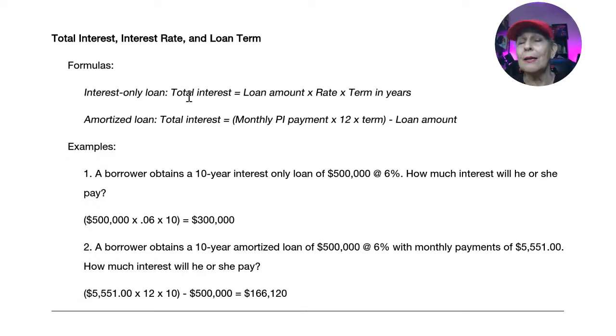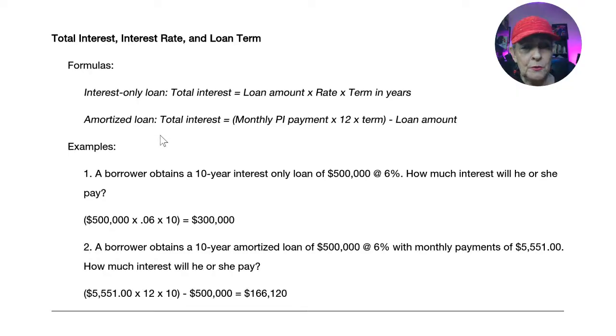They want as little money out of their pocket so that they can invest their cash into the improvement, the building, the construction, all that. And so they use interest-only loans. Total interest equals loan amount times the rate times the term in years. So it depends on how many years they're borrowing that money.